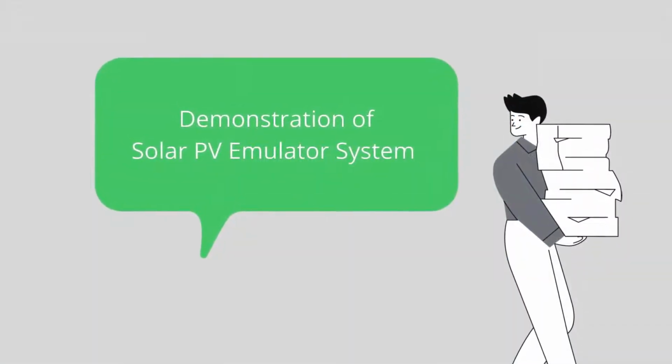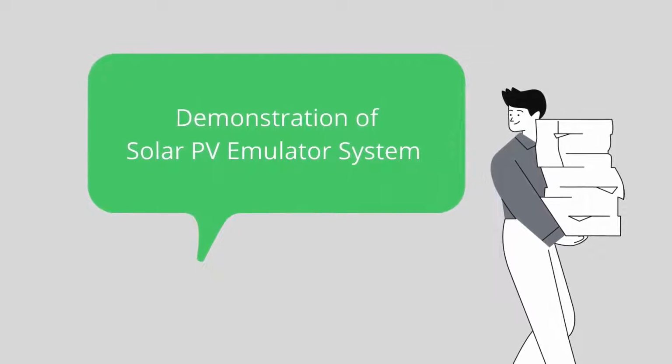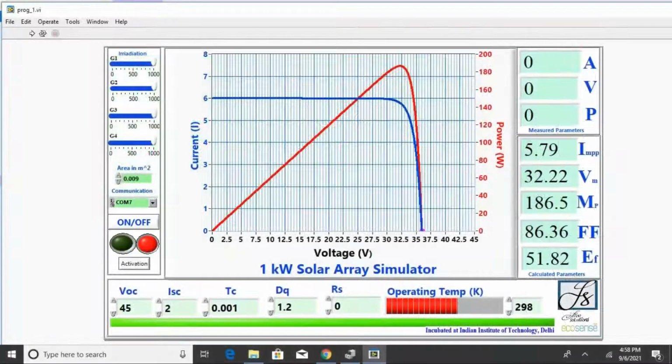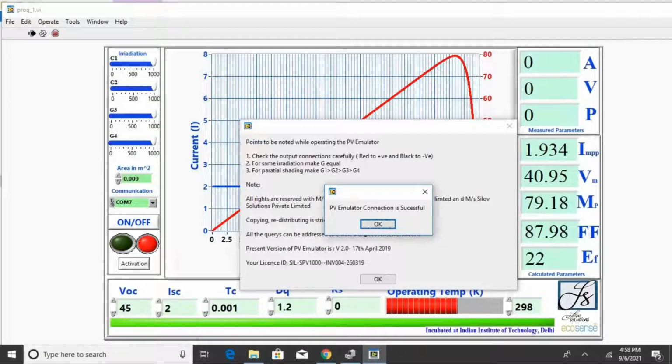Let's get started with the demonstration. We have connected the PV emulator to the PC right now, and we'll see a side-by-side demonstration of both the hardware and the software part. In order to connect the hardware, let's set the COM port first. As soon as our connection is established, we'll get these messages like PV emulator connection is successful and some licensing information about the software.